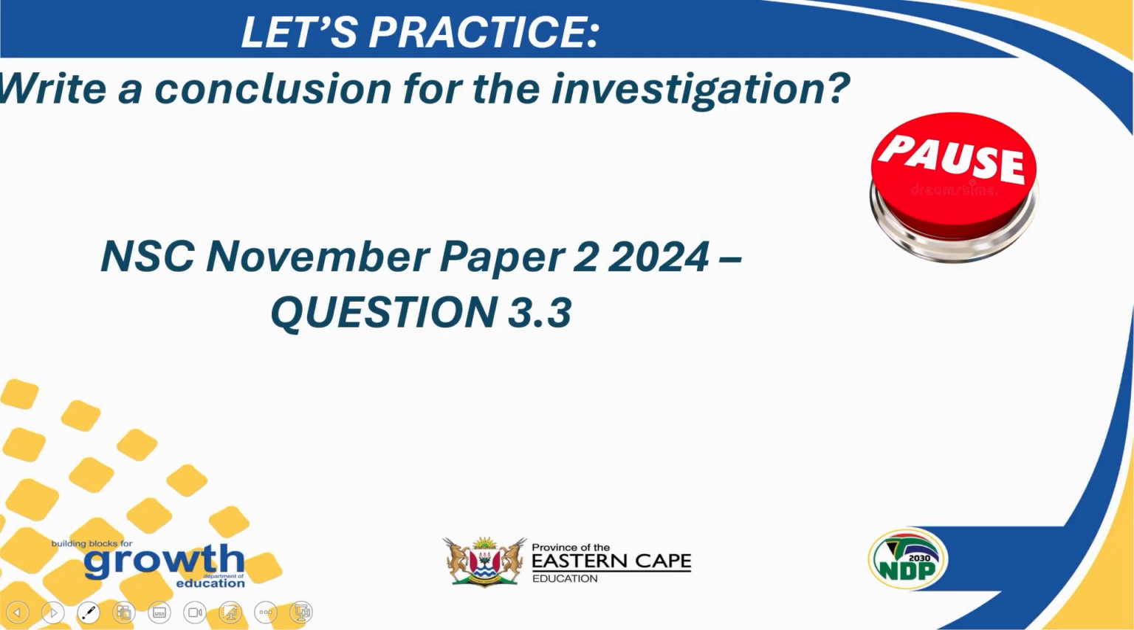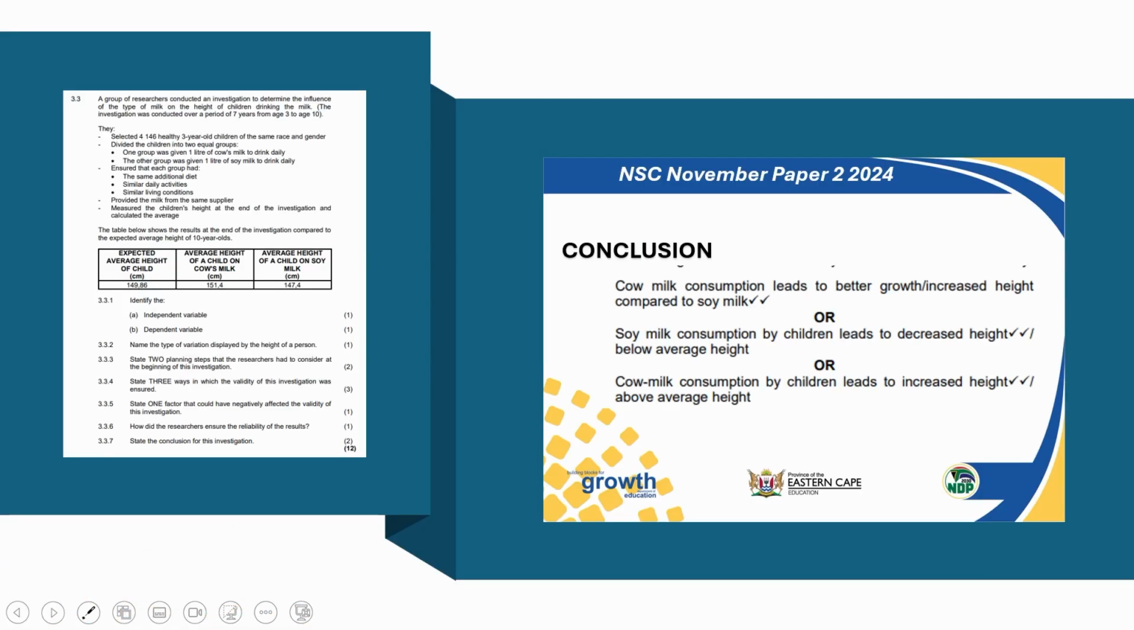Right, over to you again. Okay, using November paper 2, 2024, you are now going to write the conclusion for that investigation. Right, so now we're back. Let's see if you got your conclusion right. Remember, this investigation was about the type of milk that the child is drinking versus the height of the child, the average height.